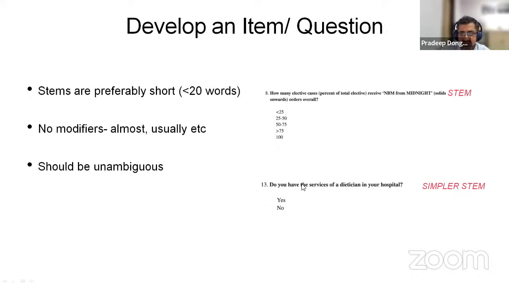So it is very, very important that you look at all the modifiers, eliminate them, and make sure it's not ambiguous. This question is very ambiguous. If you look at the next question, do you have services of a dietitian in your hospital? It's a simple one-liner question. It has less than 20 words. It is definite. There is a definite endpoint, yes or no. There cannot be a maybe. So it has a definite endpoint that he can agree or disagree. This is how, as far as possible, the stem of an item should be, so that the respondent is able to make a clear decision.